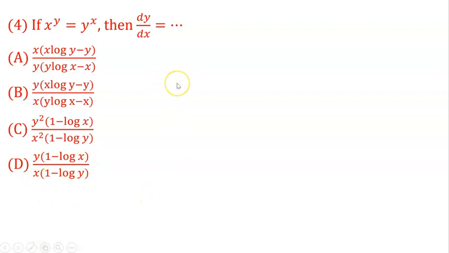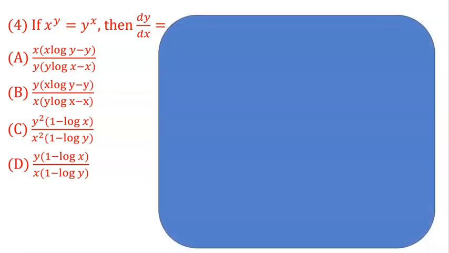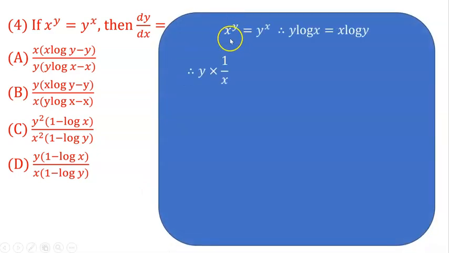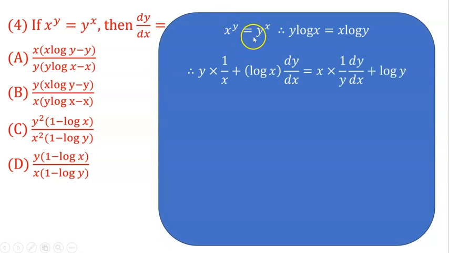Now we'll find out the derivative of this type of function. See this here: x raised to y is equal to y raised to x. Therefore, take log on both sides. If we take log, then you will have log of x raised to y. Log of x raised to y means what? y into log of x. And log of y raised to x means what? x into log of y.